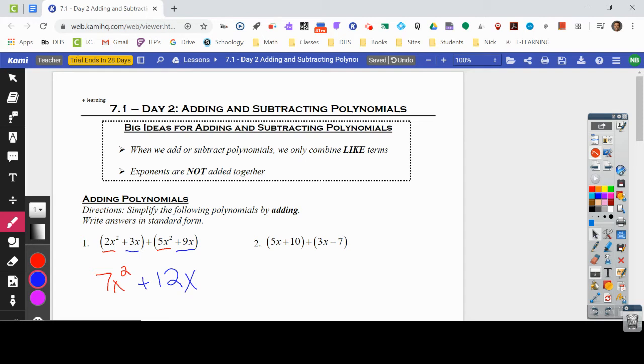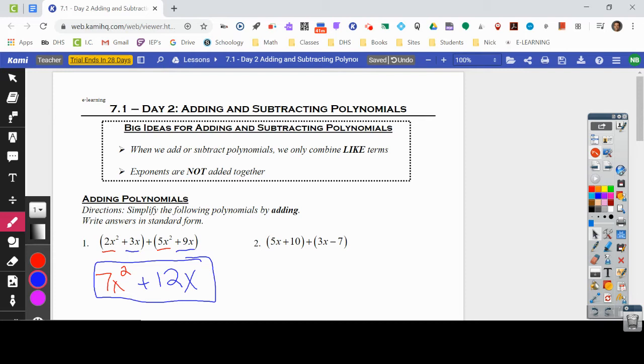I know that I can't add a 7x squared with a 12x because they are not like terms. They don't have the same exponent. So this is my final solution, and it is in standard form because I have my x squared term first, followed by the term with x to the first power.